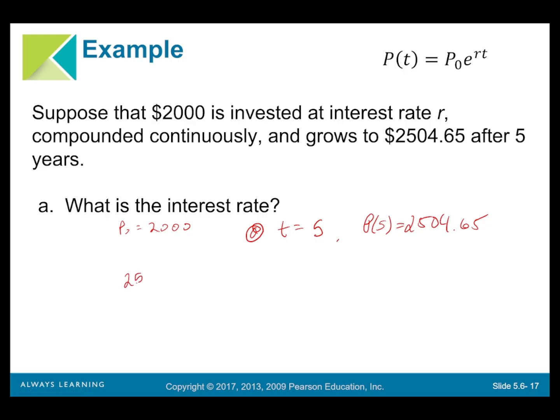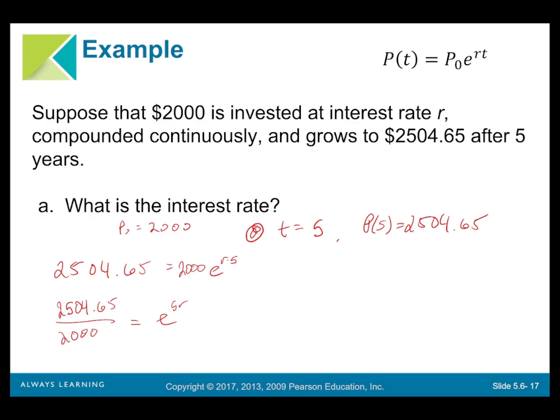Now we know 2504.65 equals 2,000 e to the r, that's our unknown, times 5 for 5 years. So we plug in the bits of information we know. We know the left-hand side, we know 5 for t, and then we know our initial population, 2,000. Now we have an equation where our only variable is r. We'll be able to solve for it. So let's divide that 2,000 over to the left-hand side. We get 2504.65 divided by 2,000 equals e to the 5r.